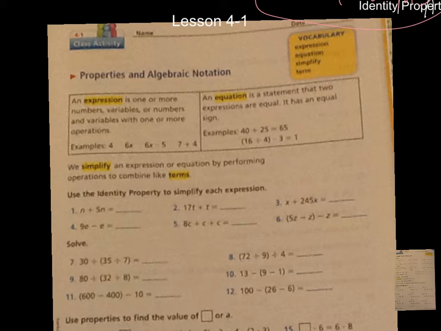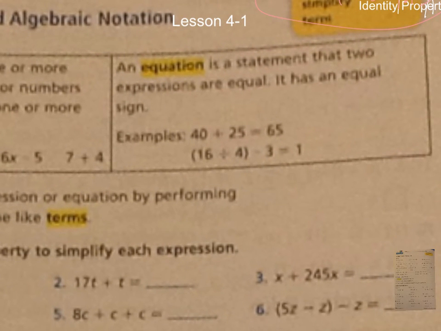Next one, an equation, is a statement that two expressions are equal. It has an equal sign. So that just shows you that whatever's on one side is equal to the other side. So we know, if you zoom in closer, 40 plus 25 is 65, and that's what it says on the other side here. 16 divided by 4 equals 4. If you minus 3, you get 1, so it's equal to 1. So that's an equation. Alright, my picture's really blurry.